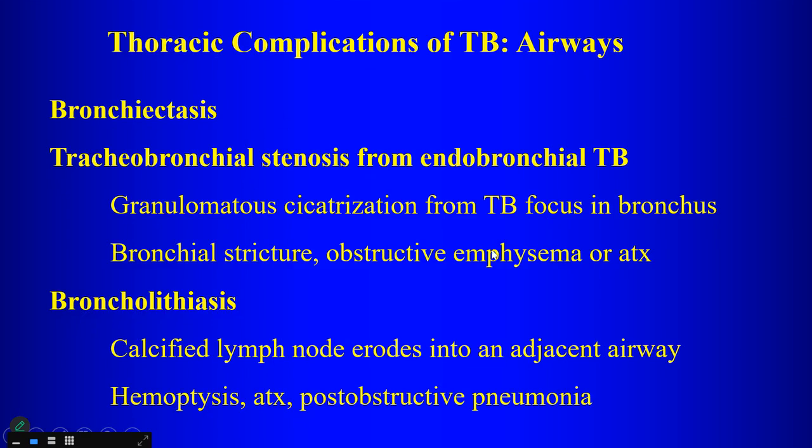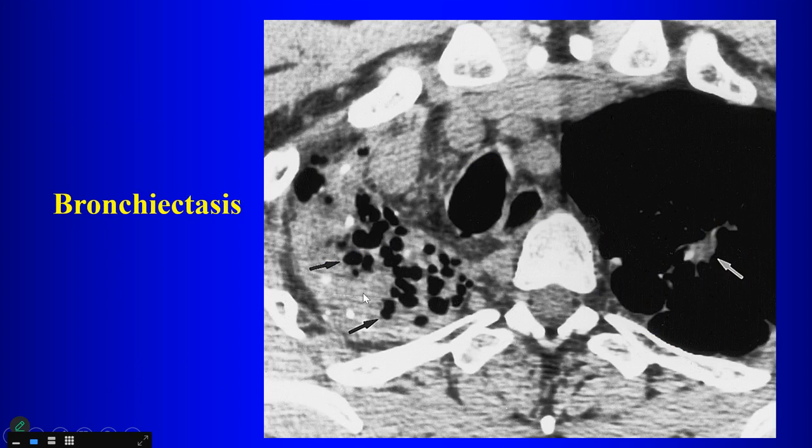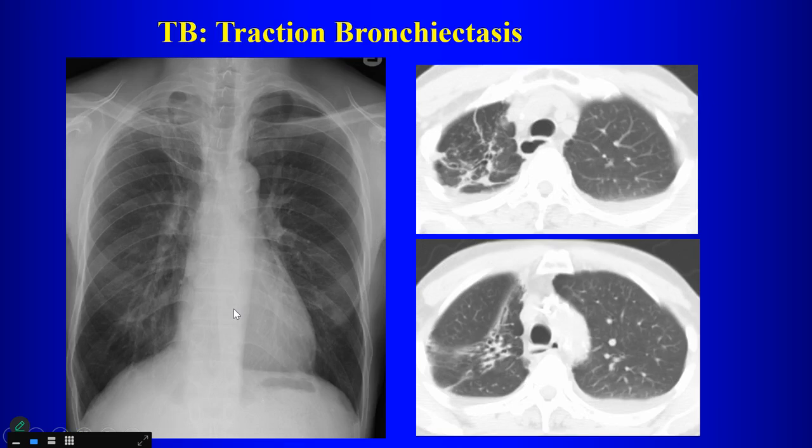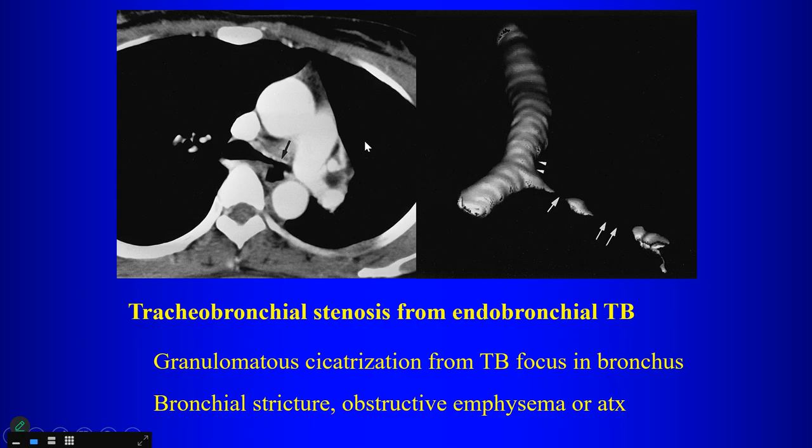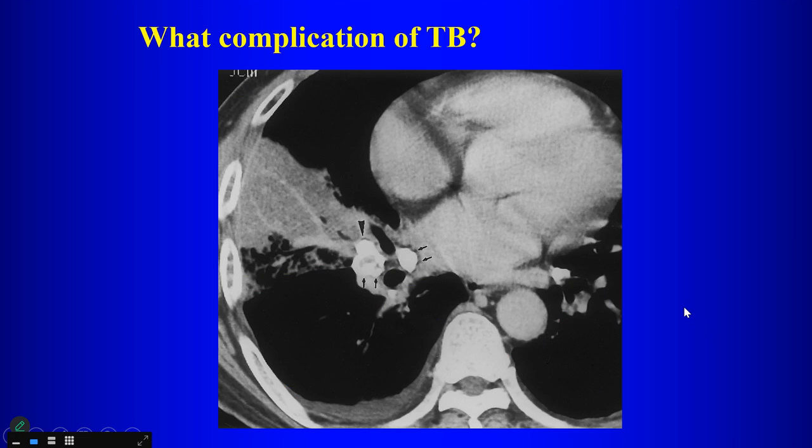Other complications, airways, bronchiectasis, stenosis. Bronchiectasis, of course, from the fibrosis that occurs in the lungs, that can happen. Here's a nice example, elevated right hilum, and we see that there's volume loss in the right upper lobe, and you can see the bronchiectasis in the right upper lobe from the scarring that's occurred on that side. See, the hilum is elevated here, chronic volume loss, chronic atelectasis in the right upper lobe, traction bronchiectasis. Stenosis of the airways, that can also occur from scarring from tuberculosis, so that can occur.